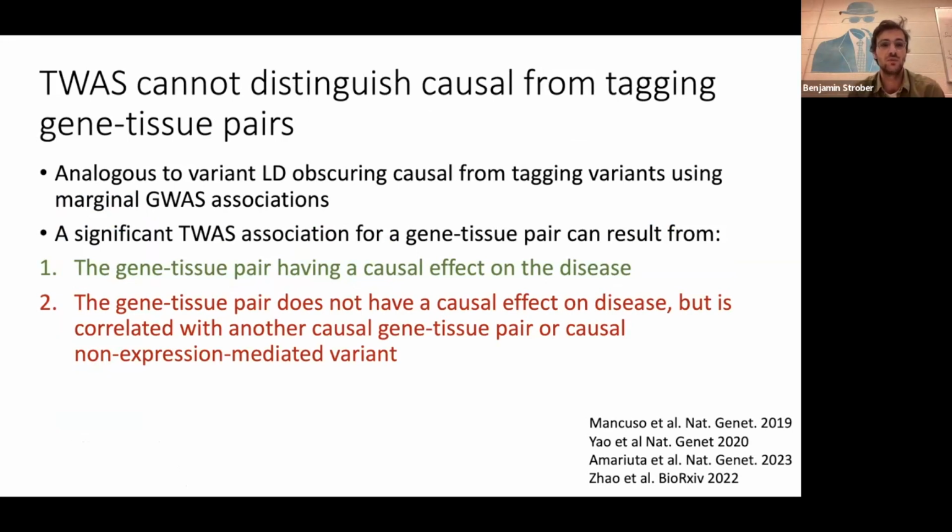The first, which you may desire, is the gene tissue pair having a causal effect on the disease, which is hopefully what you want. But it can also originate from the gene tissue pair not having a causal effect on disease, but it's just simply correlated with another gene tissue pair that is causal or a non-expression mediated genetic variant.